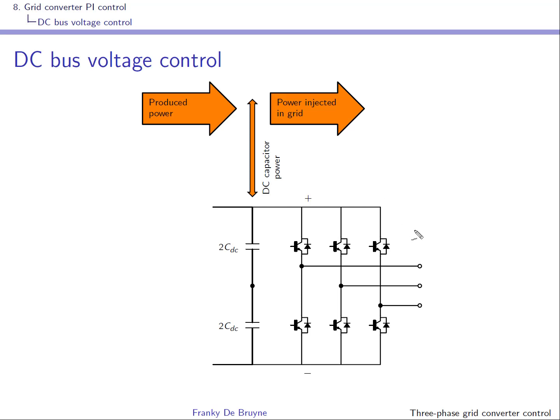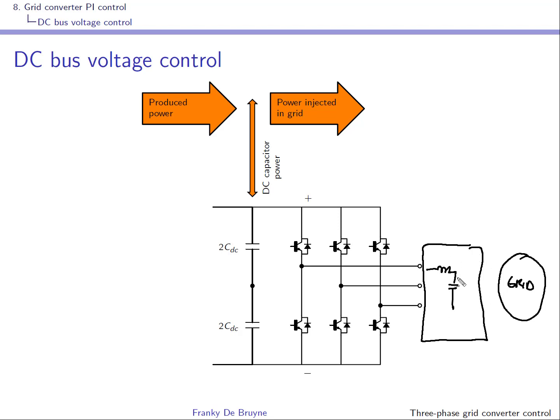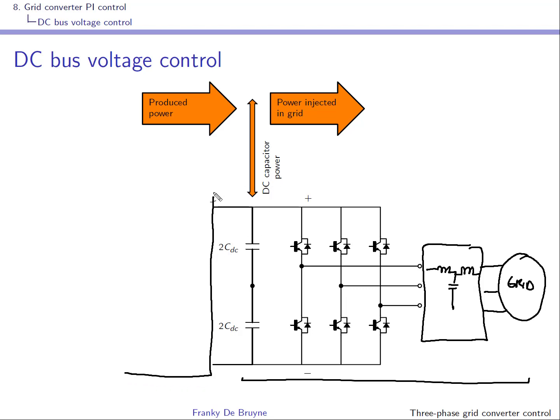So remember that our inverter is connected to the grid, and that this is done through a filter, okay, and it's an LCL filter. Okay, so this is our grid tied inverter, and very often this inverter is connected through the DC bus to another inverter. Okay, and let's assume here that it is a DC-DC inverter.